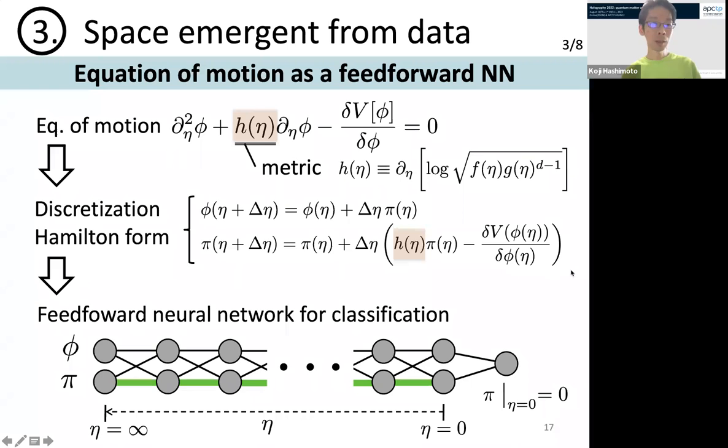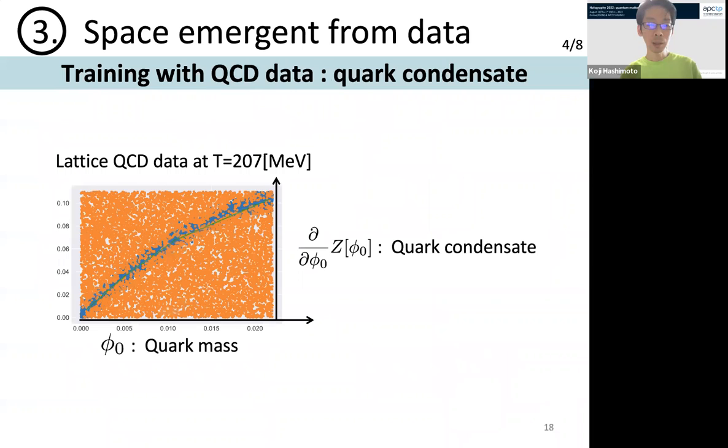So let me go into a little bit more detail. The data which I use is the chiral condensate as a function of quark mass. The horizontal line is the quark mass, and the vertical line is the chiral condensate. These blue dots are the data of lattice QCD, and orange dots are kind of false data, which is necessary to train the neural network. So this is the functional relation between quark mass and chiral condensate.